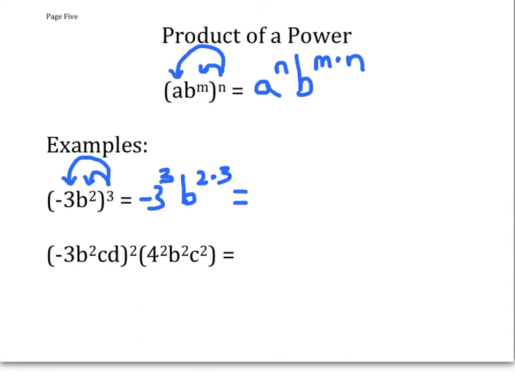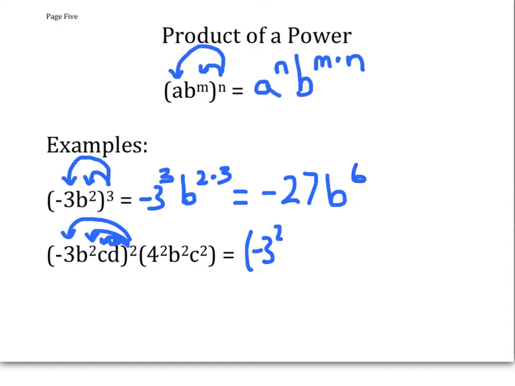We know negative 3 to the 3rd is really negative 27. And then b to the 2 times 3, which is 6. So that's our answer. And then we're going to go down here. So negative 3 squared. Distribute the 2 to everything inside the parentheses. So we're distributing it 4 times. So we end up with negative 3 squared, b to the 2 times 2.